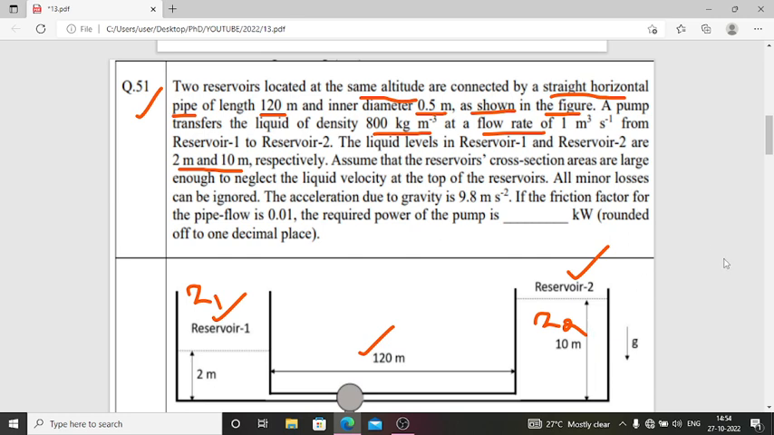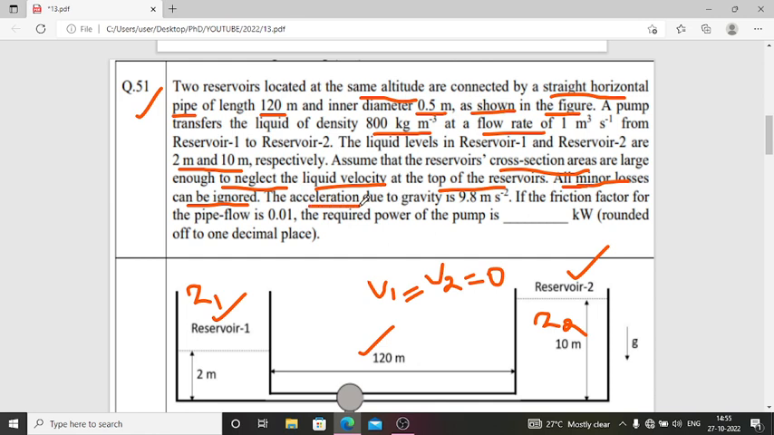Assume that the reservoir cross-section areas are large enough to neglect the liquid velocity at the top of the reservoirs. So velocity is neglected. So V1 is equal to V2 is equal to 0. Okay, so this is neglected. All minor losses can be ignored. This is a very important line. All minor losses can be ignored means consider the major losses.